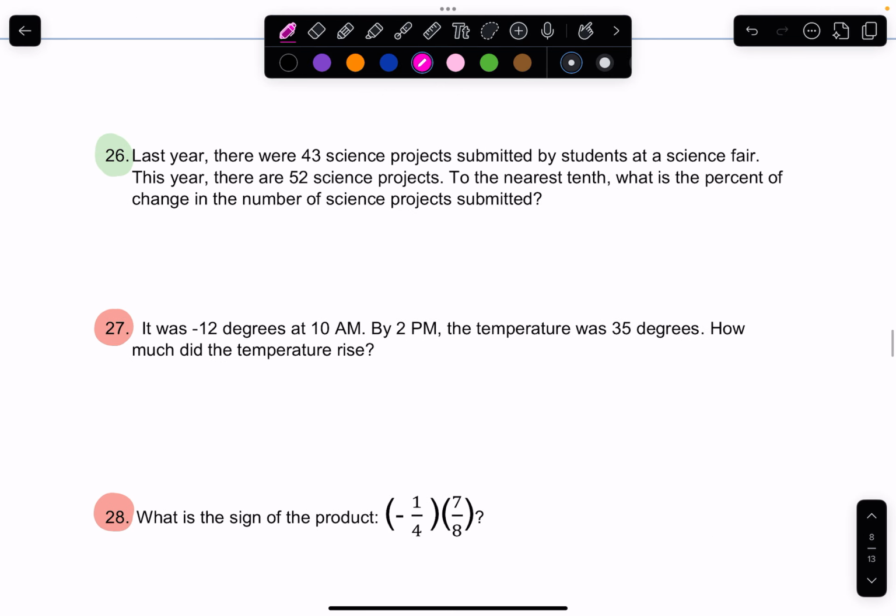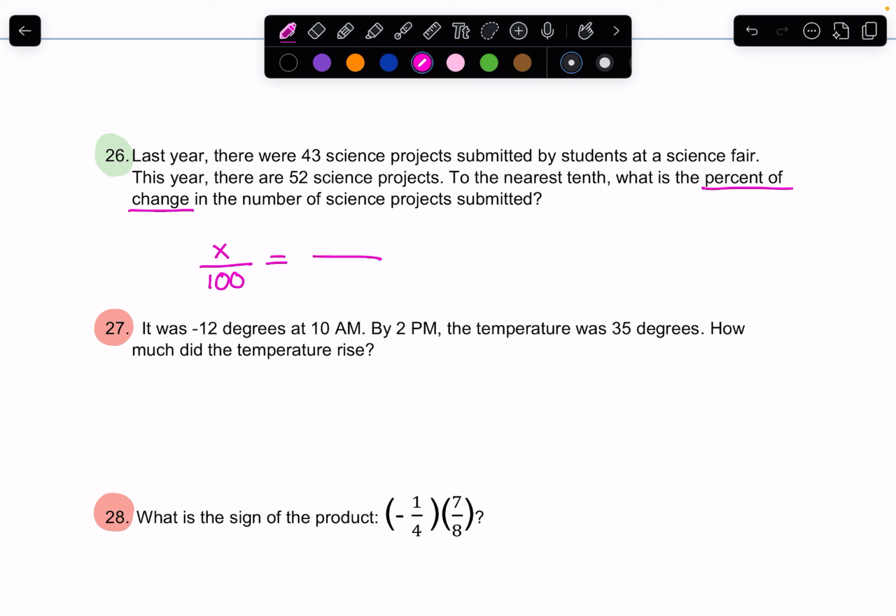Number 26. Last year, there were 43 science projects submitted by students at a science fair. This year, there are 52 science projects. To the nearest tenth, what is the percent of change in the number of science projects submitted? So this one is different because now we're solving for a percent. So if you're setting up your proportion, before we were given the percent, so we knew what to put over 100. Now we're solving for the percent, so the x is going to be over 100.